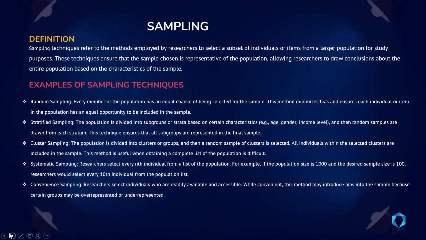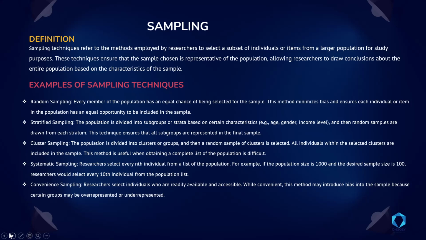Then we look at sampling. That's another component. That's another part of the framework of your research methodology. You need to do sampling. So what is sampling? Sampling techniques refer to methods employed by researchers to select a subset of individuals or items from a larger population for study purposes. So sampling, in simple terms, is the criteria used to come up with a study population, to identify the respondents of your study, all right?